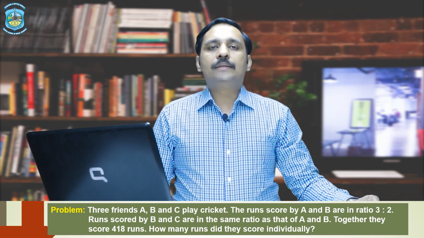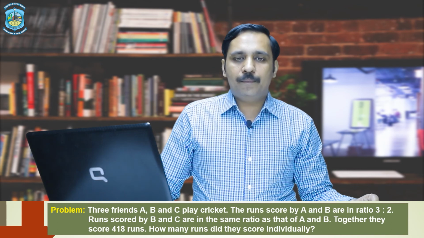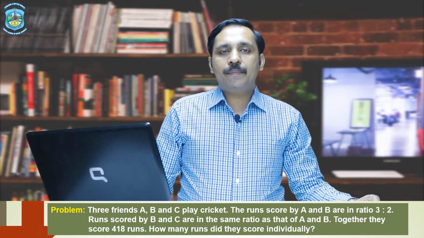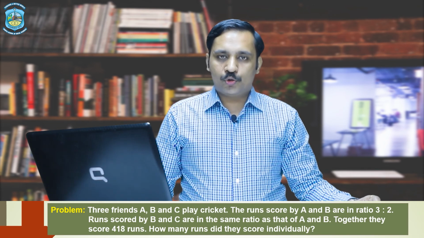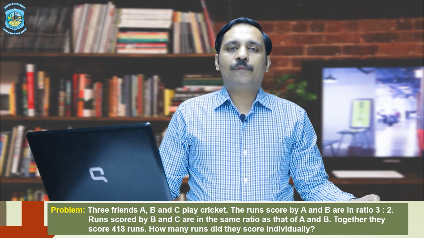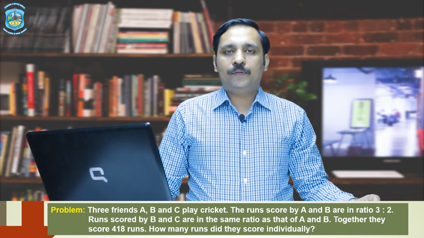So in this question the ratio between two quantities A and B is given to you. It is given that the ratio between B and C is the same as that of A and B, and also the total runs scored by them is 418. Now we have to find how many runs each of the players had scored.